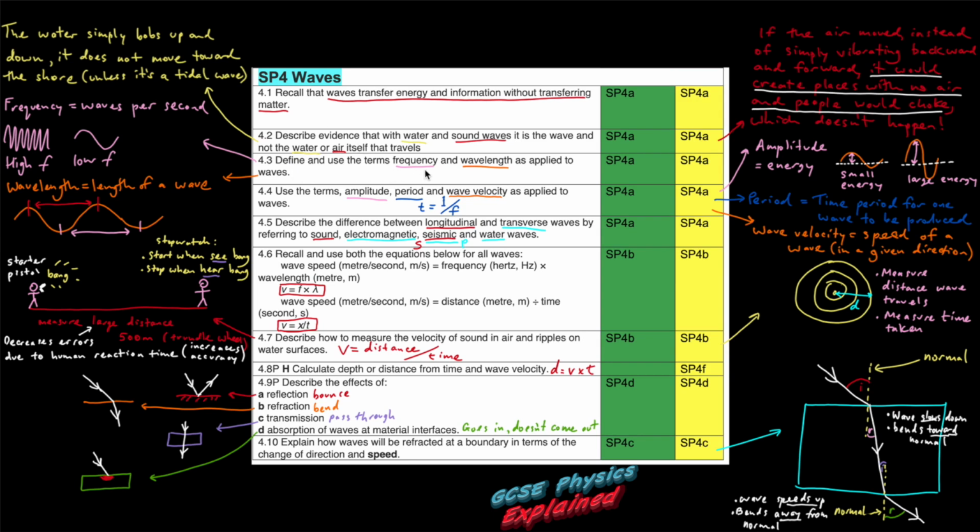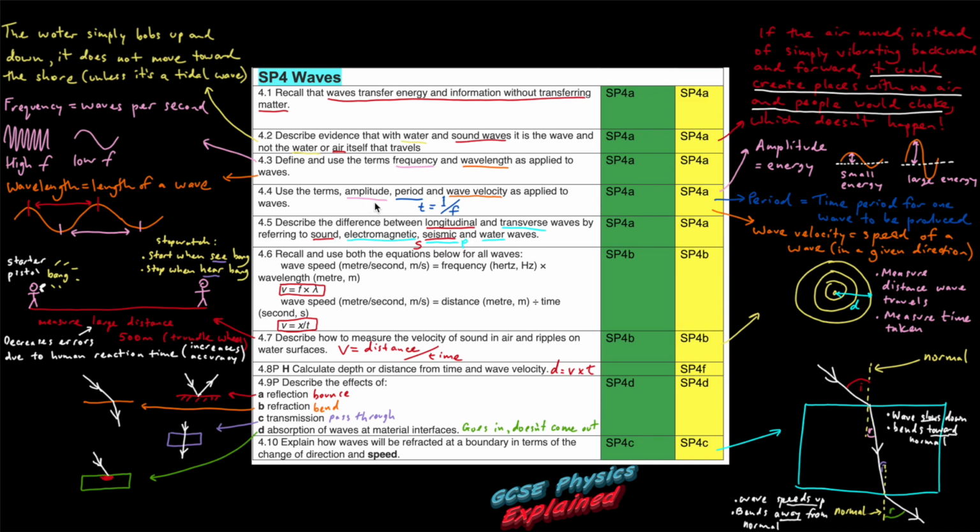Define and use the terms frequency and wavelength as applies to waves. Well, frequency is how many waves you've got per second. So if you've got a lot of waves per second, that's a high frequency. And if you've only got a few waves per second, or in this case, one wave per second, then that would be low frequency. The wavelength is the length of a wave. So the way I've drew it here, the easiest way of drawing it is either from peak to peak, that would be the wavelength, or from trough to trough.